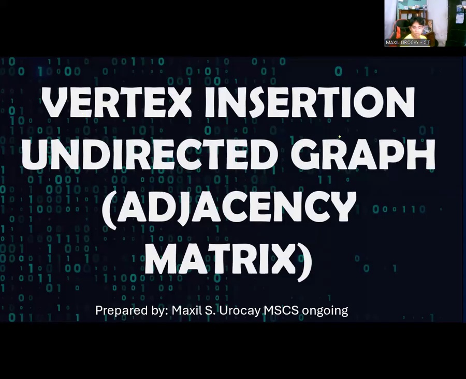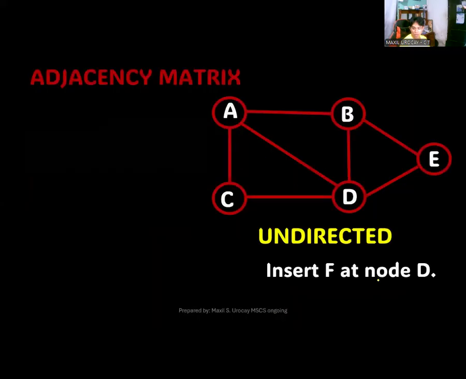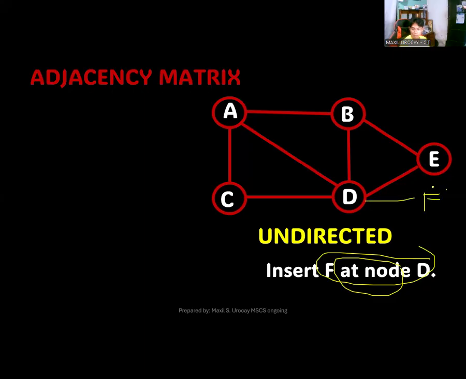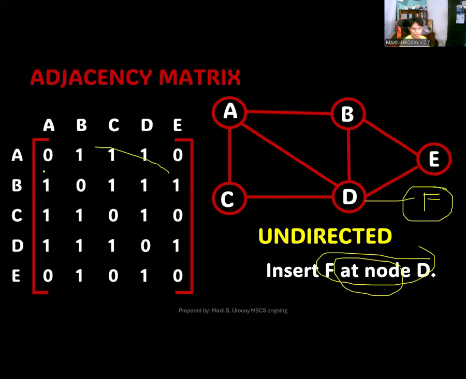For the vertex insertion in terms of an undirected graph, suppose that your goal is the insertion of F at node D. Since that is undirected, it won't matter if it is F to D or D to F. That is simply how it works. Then in your adjacency matrix, this will be the representation. If you don't know how to do that, it was in the previous video; you can just refer to it so that I will not repeat myself.